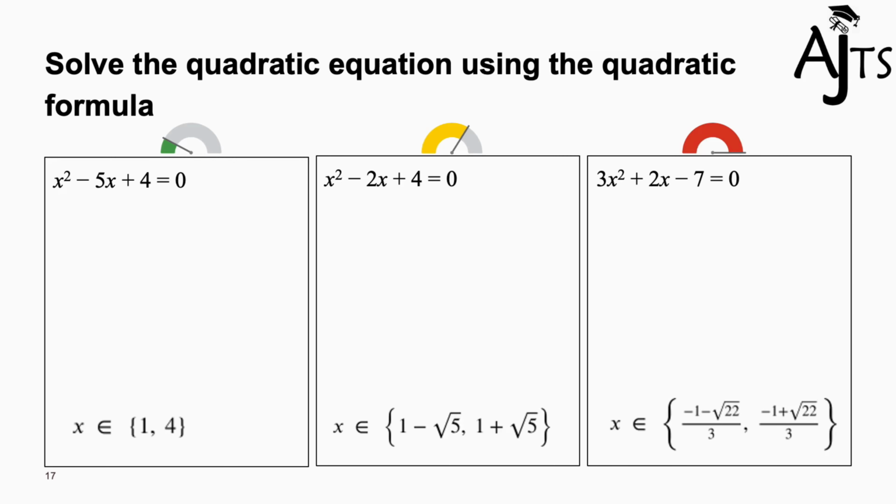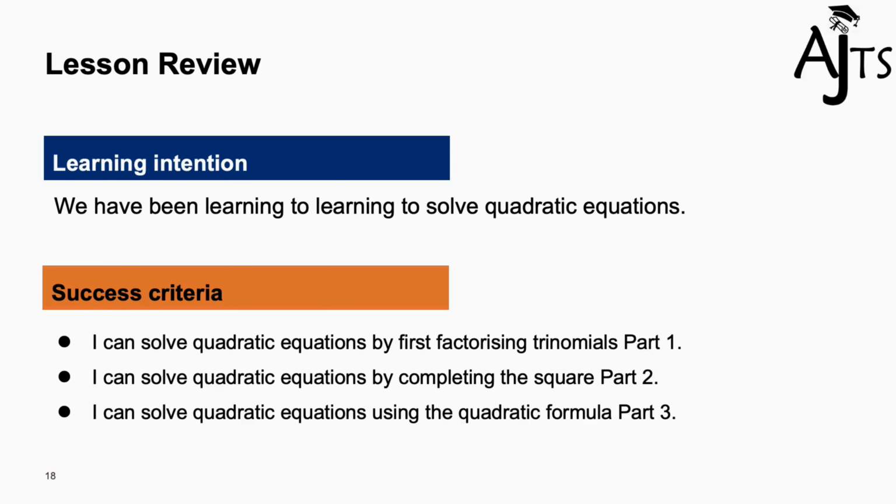In this series of 3 videos, we have developed a comprehensive understanding of how to solve quadratic equations using 3 key methods. In part 1, we learned how to solve quadratic equations by factorizing trinomials, focusing on rewriting expressions to find solutions efficiently where factorization is possible. In part 2, we explored completing the square, a systematic method that allows us to solve quadratic equations even when they're not easily factorized, while also deepening our understanding of quadratic structure.